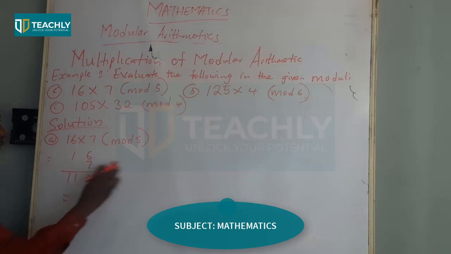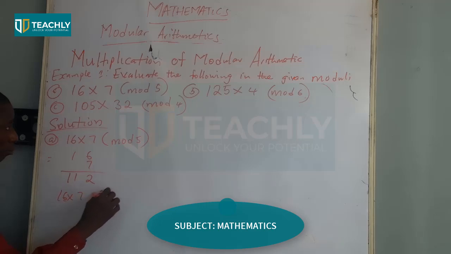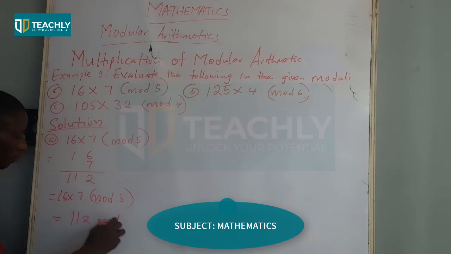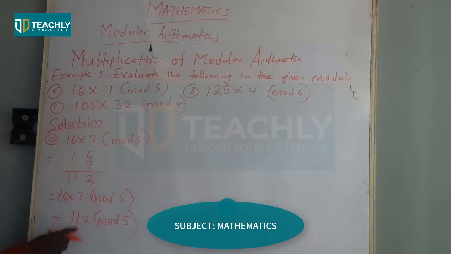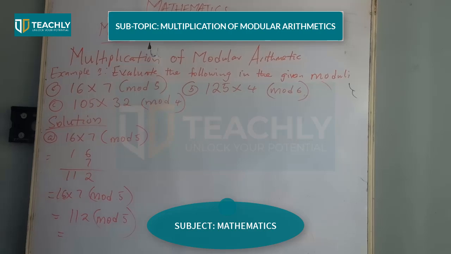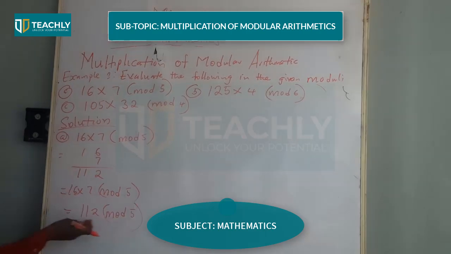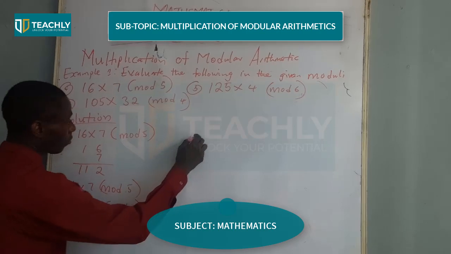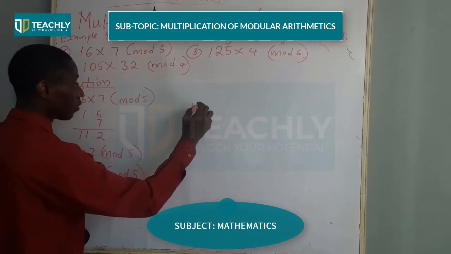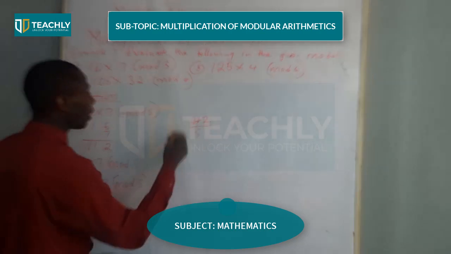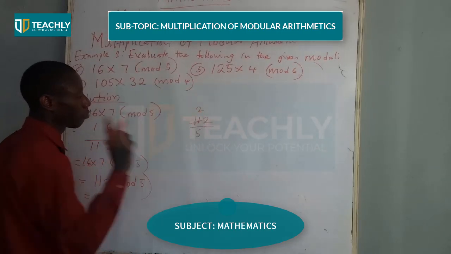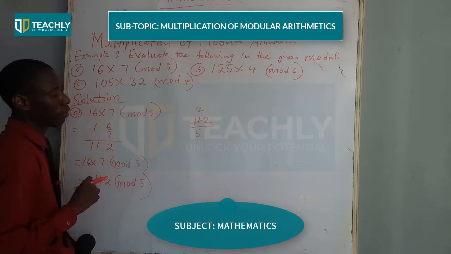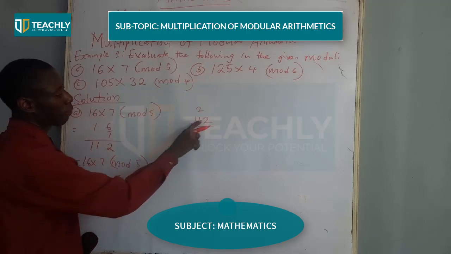That means you can express 16 times 7 modulo 5 as 112 modulo 5. So when you multiply the two together, it gives us this. And what is the next thing? You are going to see how many 5 you can find in 112. 5 in 11, you have 2. That's 10. You minus that one, bring the 2 down. That is 12.